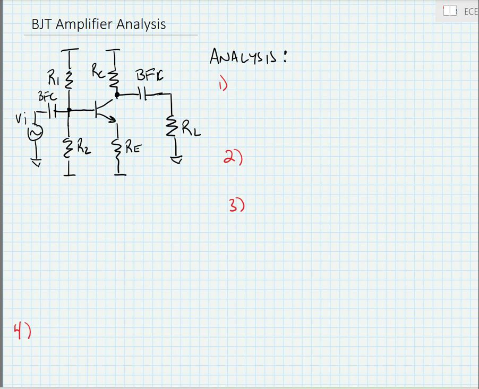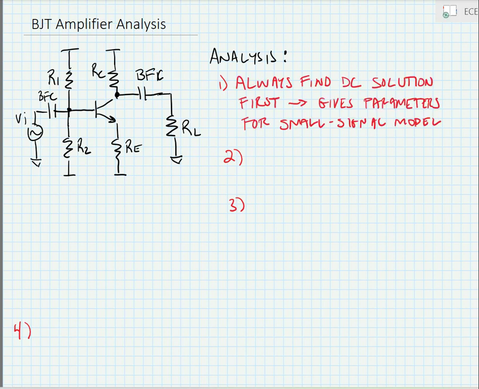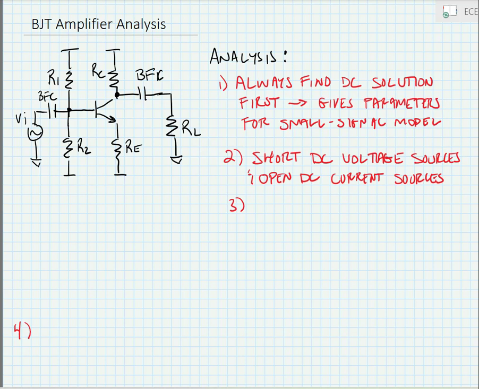Now, when we begin our analysis, we always find the DC solution first. The DC solution provides us with the parameters that we need for the small signal model that we will use for the analysis. Next, we're going to short all DC voltages and open all DC current sources. And finally, we're going to short any large capacitors, such as these capacitors at the input and the output. If we do that, we would come up with an intermediate schematic that looks something like the following.